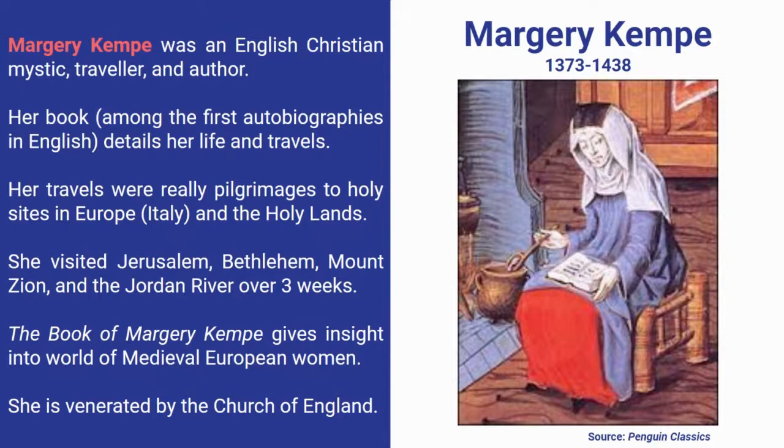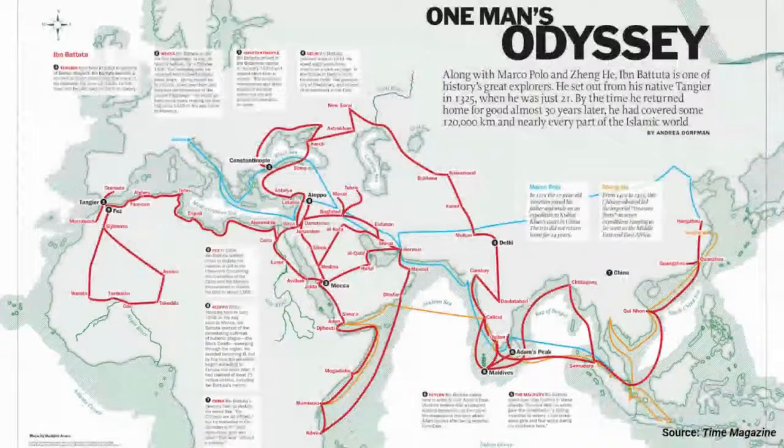Her book is really useful for modern historians because it gives insight into the world of medieval European women. She was exceptional, yes, so her life may not have been exactly normal, but it's one of the only written accounts that exists. Even though it might have been a little exceptional, we don't have much else to pull on other than what we can assume and extrapolate from the fact that there aren't stories in the first place, right? You should know that she's venerated by the Church of England, but not by the Catholic Church. Now we'll talk about Ibn Battuta and Marco Polo.